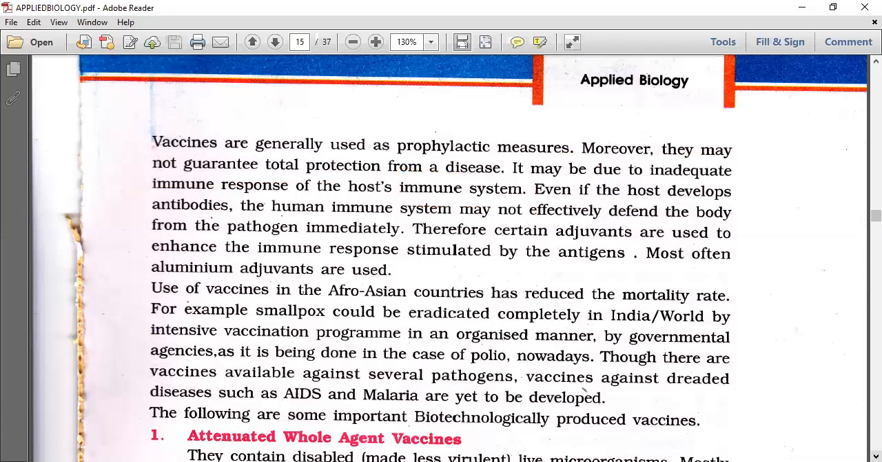Even if the host develops antibodies, the human immune system may not effectively defend the body from the pathogen immediately. That's the story we're talking about. Therefore, certain adjuvants are needed, because sometimes we don't respond. Those that don't attack strongly, we don't respond against, and that's why we don't develop memory cells. For example, a virus taken into the body, a fully dead virus.